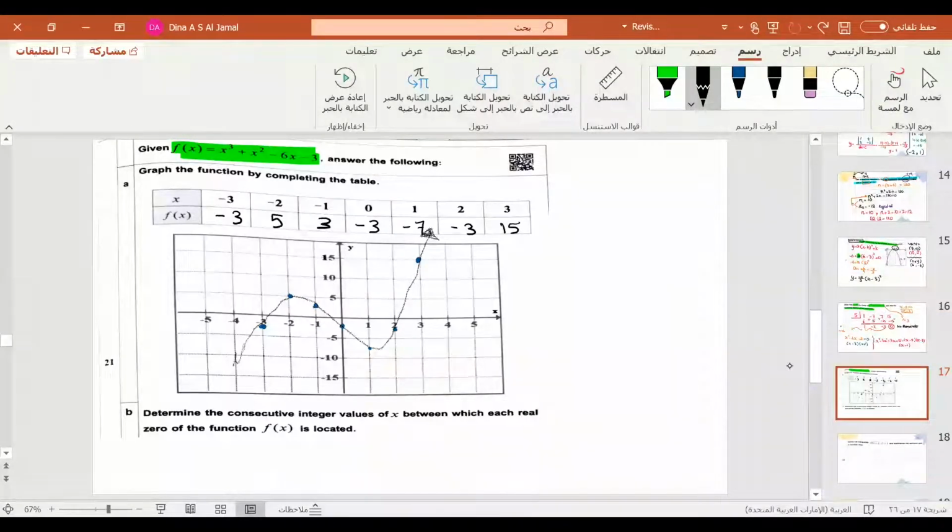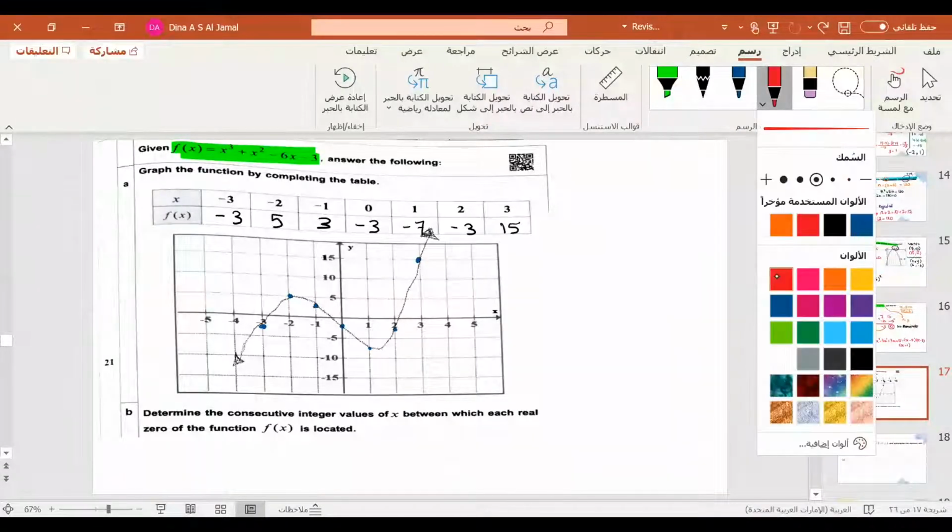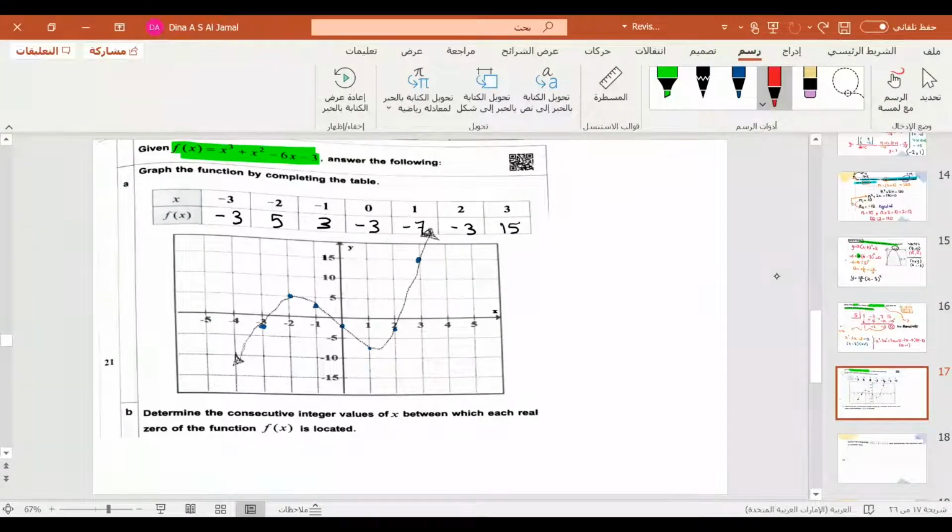So it will be something like this. Please graph it in your notebook so you can double check with me. It will be more accurate in your notebook. Now let's go to the other question.